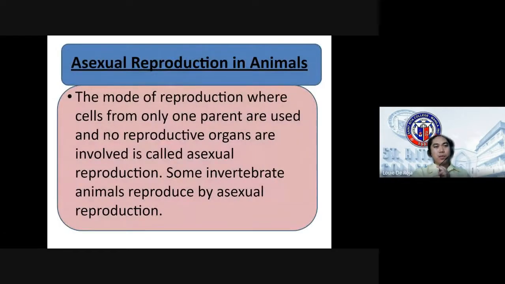Next is asexual reproduction in animals. The mode of reproduction where cells from only one parent are used and no reproductive organs are involved is called asexual reproduction. Okay, so some invertebrate animals reproduce by asexual reproduction. So may mga ilang animals na hindi na kailangan ng parents para makapag-reproduce.